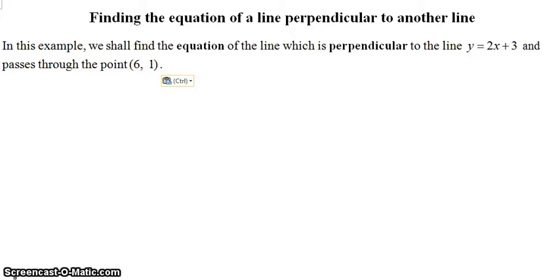So in this example we're going to find the equation of a line that is perpendicular to another line and passing through a particular point. So we've got the line y equals 2x plus 3, and we've got the point 6, 1. What are the first things we need to think about? Well, we're trying to find the equation of a line, so the equation of a line again is always y equals mx plus c.